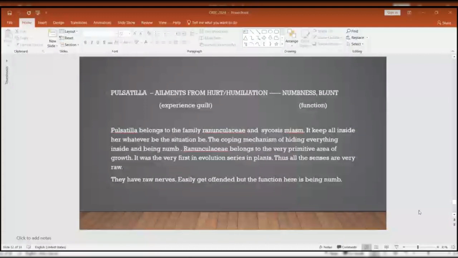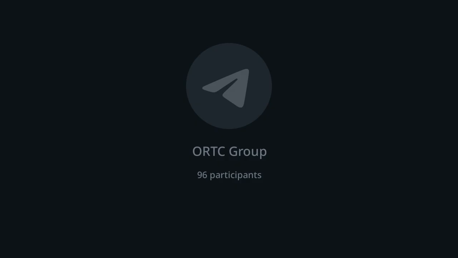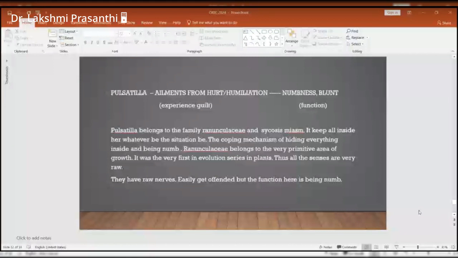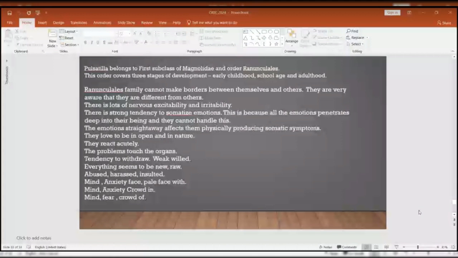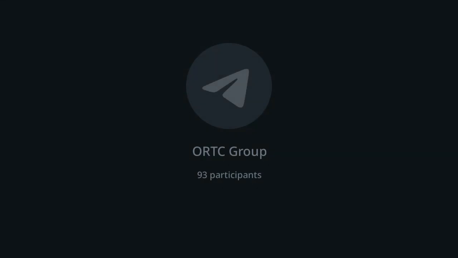Okay, as I said previously, they belong to a very primitive area of development. The senses are very raw. They have raw nerves. They get easily offended. And according to the PEM method, the personal evolution method, Pulsatilla belongs to the first subclass of Magnoliidae and order Ranunculales. This group, actually the whole plant chart and animal chart, is defined into different ages of development in the personal evolution method or the psychiatric method.